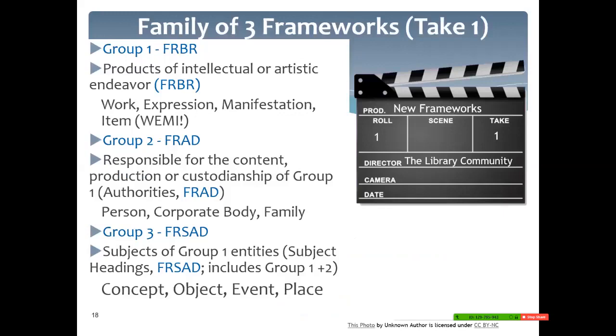Of course, our group one, that's our FRBR, that's our products. So that's the products that we're working on. Group two is who's responsible for the content, production, or custodianship of group one. So that was the products. I know the group names have kind of gone away, and I'm glad about that because I think that made it a little bit more confusing. But essentially, FRAD, the authority group, are those that are responsible for the products that we are cataloging, whatever those products may be, resources, whatever you want to call them, products or resources, whatever works for you.